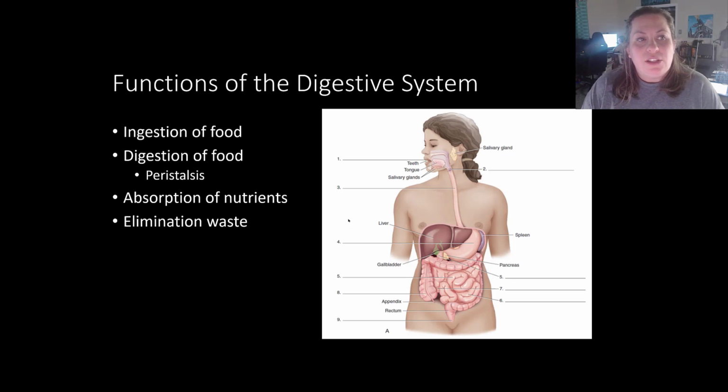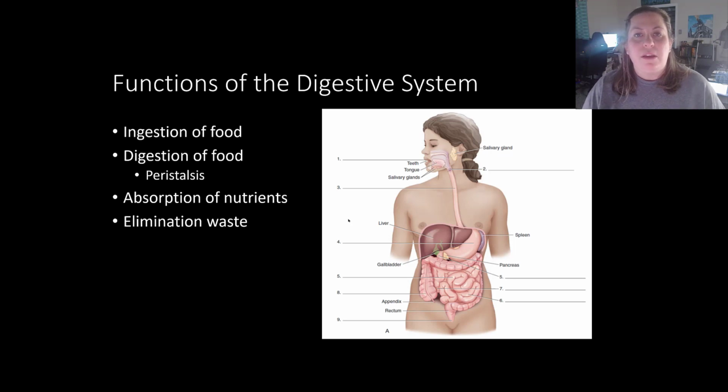So when we take a look at the digestive system, let's look at what the functions of the digestive system are. The digestive system is going to focus mostly on ingestion of food and digestion of that food, followed by absorption of the nutrients and then elimination of the waste. So it's almost like a four-step process. We have to take the food in. We then are going to digest it into parts. We have this digestion in two ways, chemical digestion and mechanical digestion.